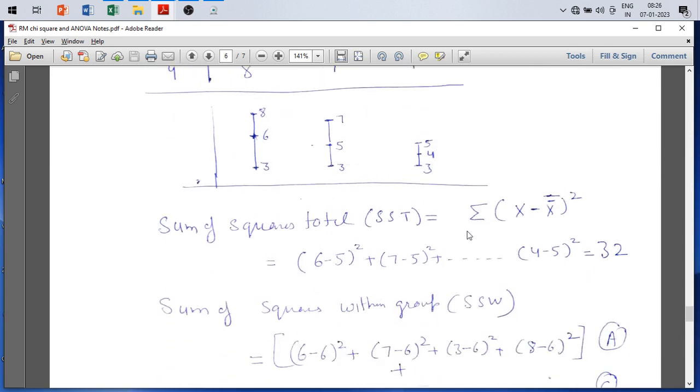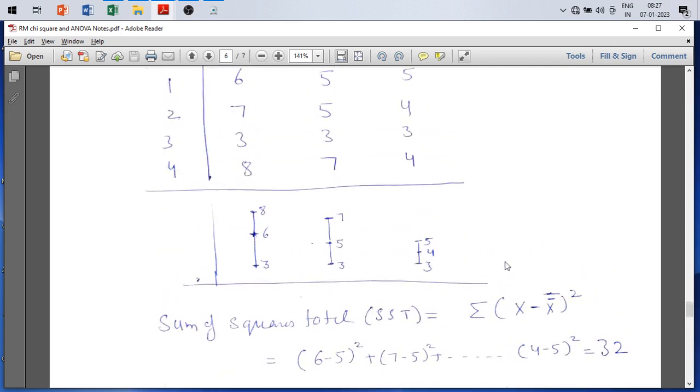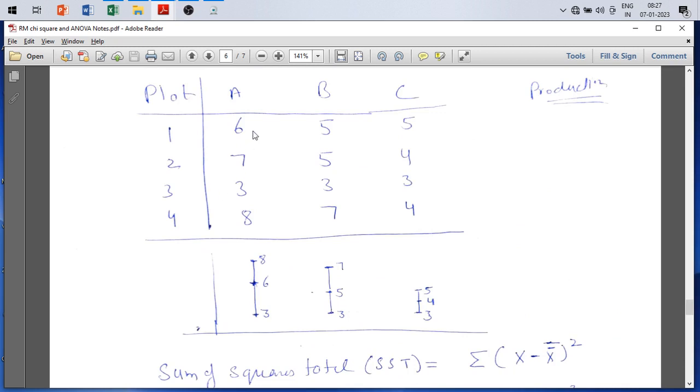And now we can also calculate sum of squares in two other ways. One is called sum of squares within group, or you can also call it sum of squares within a sample. It is abbreviated as SSW. Within a group means now we are just looking at one group at a time. We are looking at just this group, say A, and for this, we are calculating the sum of squares.